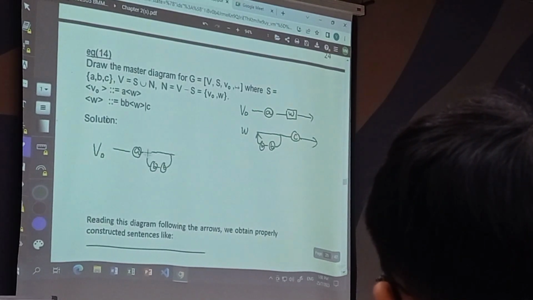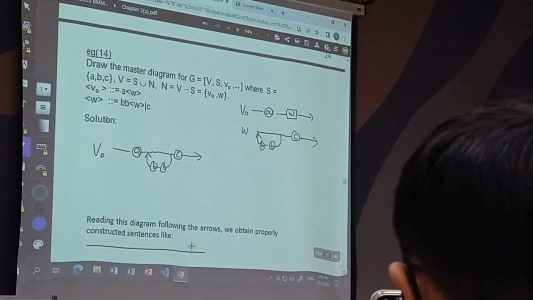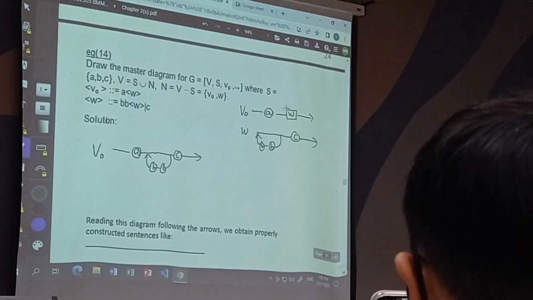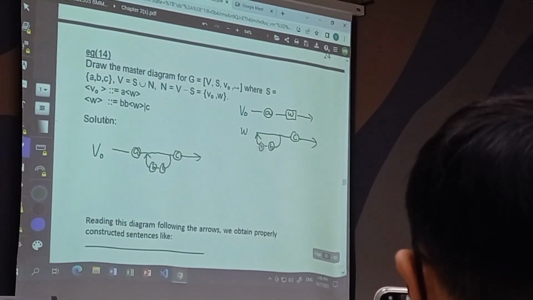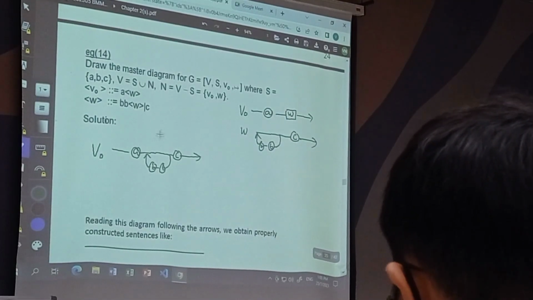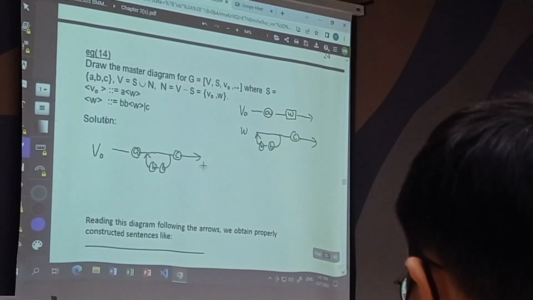BB, and then C. So I straight away combine this W to this part here. The non-terminal W here, it will be replaced by BB, W, and C. So we don't draw this anymore in our master diagram. Understand?